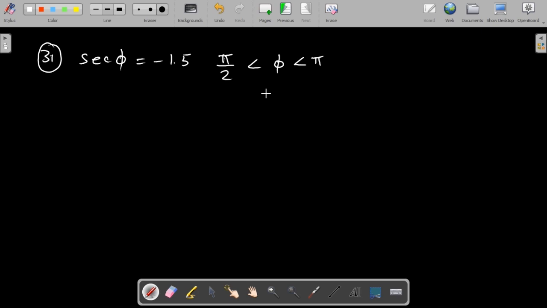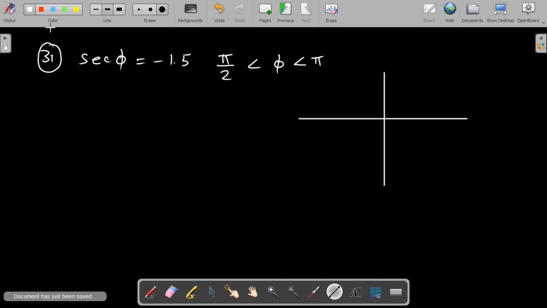So given these statements, we're asked to find the remaining trig ratios. It's important that you know where your angle lies. We have an angle phi, so we have sec of phi equals that value. It's important because that will tell you which of your two coordinates is negative, if there is a negative. If they're both positive, then you don't really have to worry about this. But in this case, our value is negative, and we have to figure out whether it's the x or the y. And you should remember that your r is never negative.